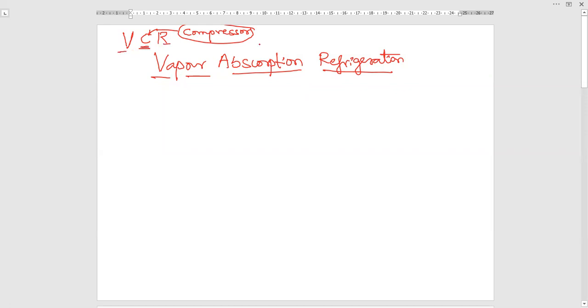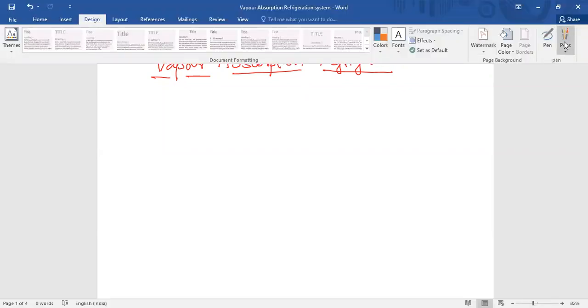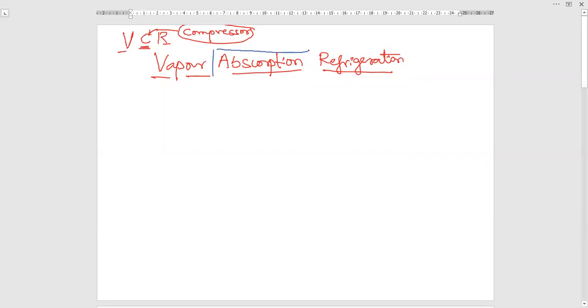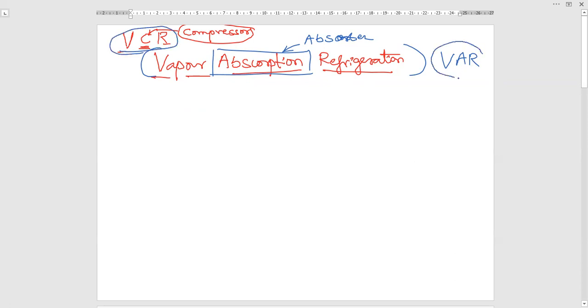But in today's topic, in the vapor absorption refrigeration, there will not be a compressor. And here, one more device, one chamber, will be used that undergoes the absorption process. That is the absorber. So what we do first is we'll list the components. What are the major components in VAR? In short, we call it VAR. In one of my video lectures, I have explained the difference between VCR and VAR, and that video lecture will help you for some major topics and for interview purposes also.